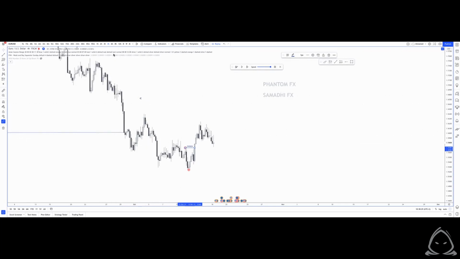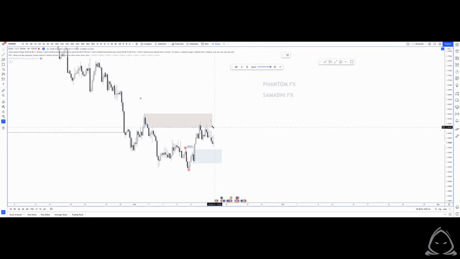Okay, because weekly now needs a pullback, daily and 4 hour switched from bearish to bullish. So here we have this demand, and here we have the last swing supply.